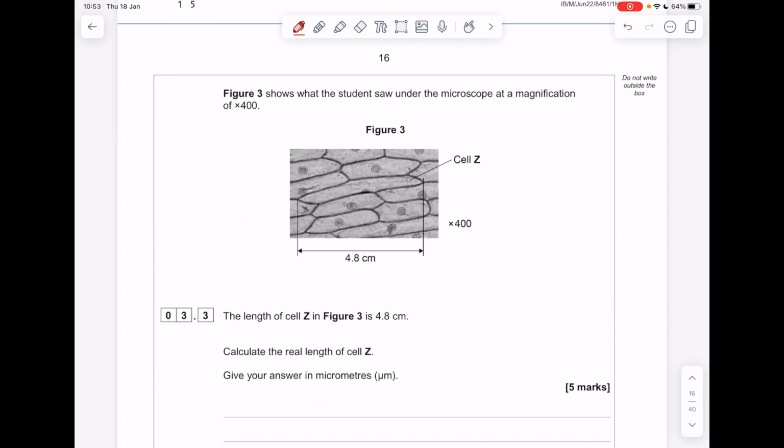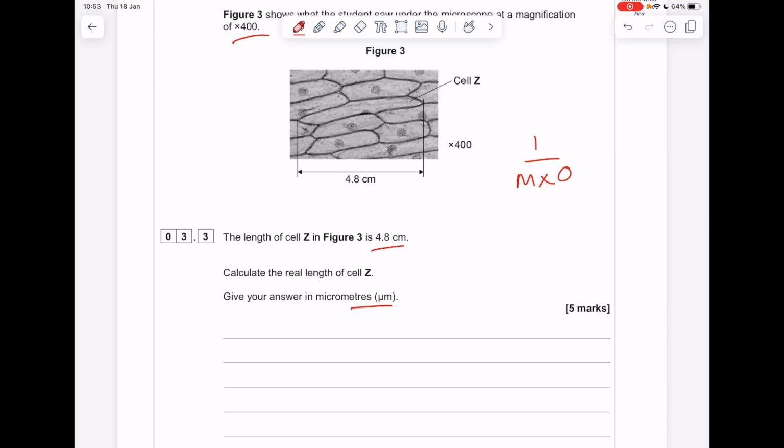Figure 3 shows what the student saw under the microscope at a magnification of times 400. The length of the cell in figure 3 is 4.8. Calculate the real length, give your answer in micrometers. So this is our formula triangle. So we want the real length, which is the object size. So we do object size equals I, which is image size, over magnification.